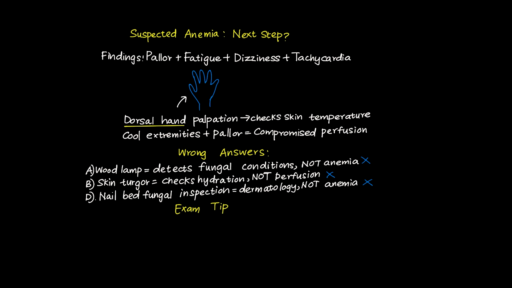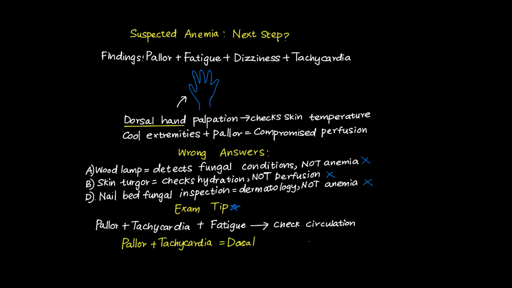Here's a WGU D443 OA exam tip for you. When a question gives you pallor plus tachycardia plus fatigue and asks for the next assessment, think circulation. Palpate for temperature. Quick recall hook. Pallor plus tachycardia. Check perfusion with the dorsal hand.